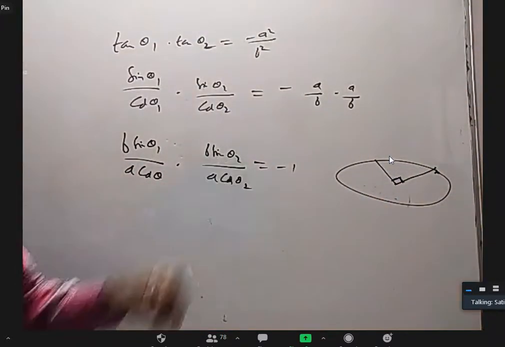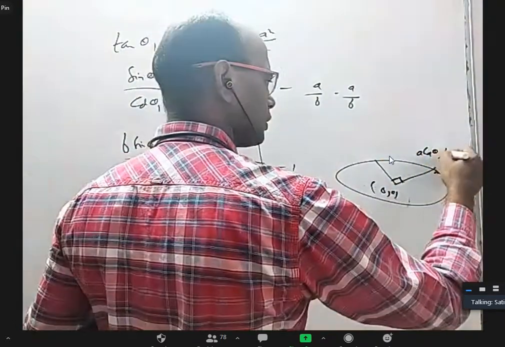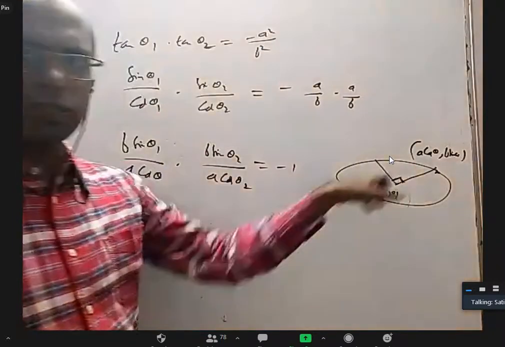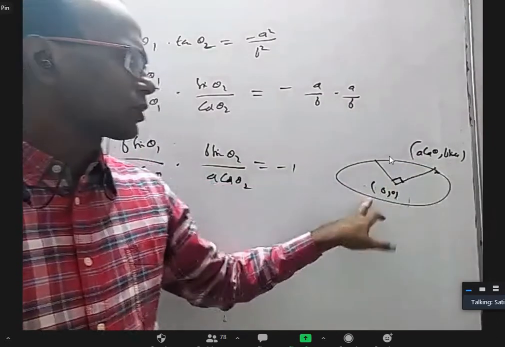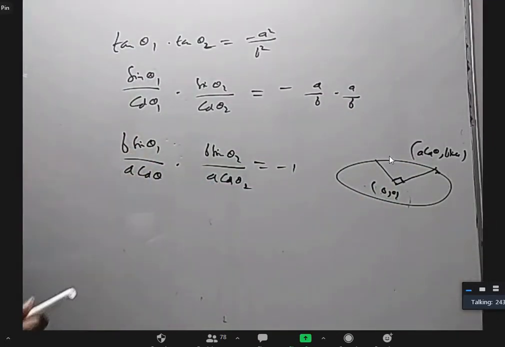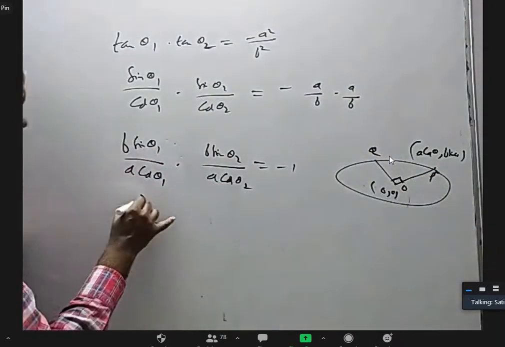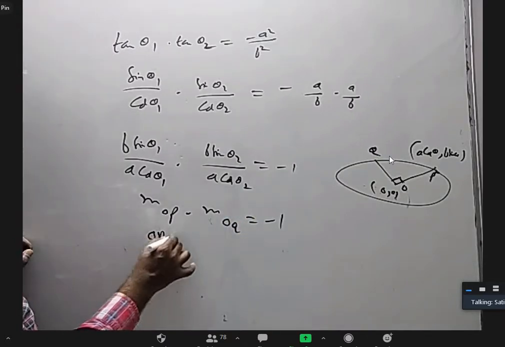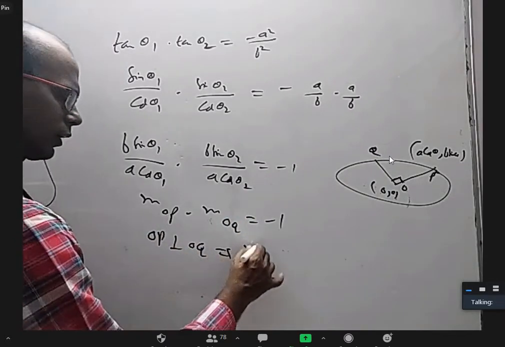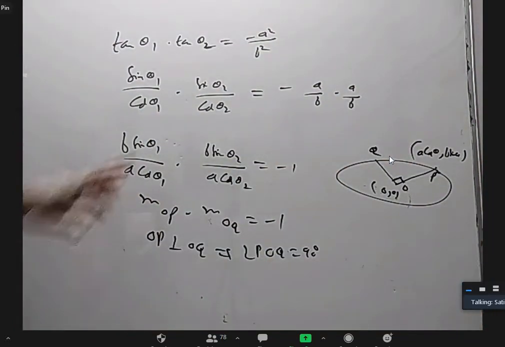We can easily see that if this is 0 comma 0, and this is a cos theta comma b sin theta, what is the slope of this line? b sin theta minus 0 by a cos theta minus 0. That is exactly b sin theta by a cos theta. So if I call O here, P here, Q here, slope of OP into slope of OQ is equal to minus 1. So OP is perpendicular to OQ. Angle POQ is 90 degrees. So when you look at this b sin theta by a cos theta, you should understand it is the slope of OP.